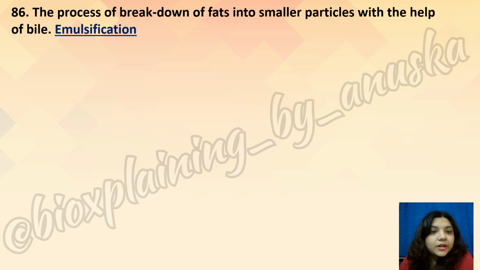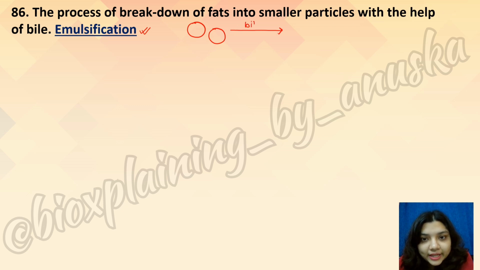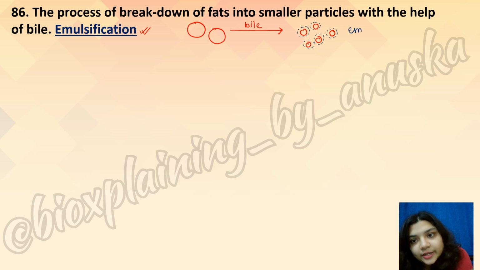Let's check. Process of breakdown of fats into smaller particles with the help of bile. Emulsification. Say these are the larger particles of fat. What is bile going to do? In the presence of bile, it is going to break down these particles into smaller sized ones, and the bile will be surrounding them. It will form a layer around them. This kind is known as emulsified fat, right? That is, the function of bile is to emulsify fat.